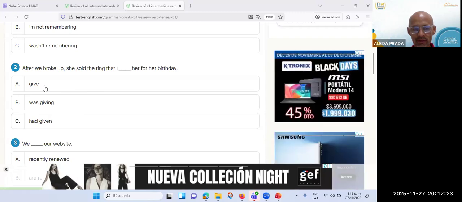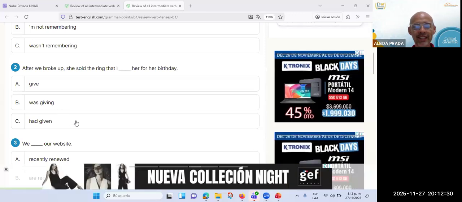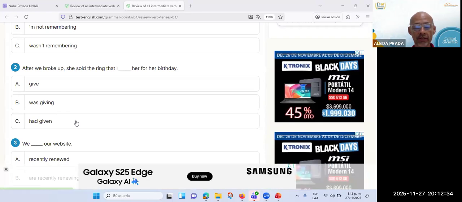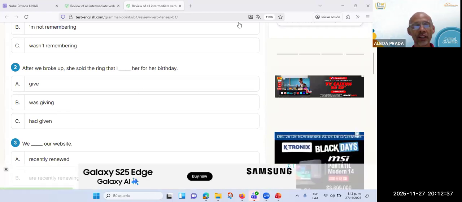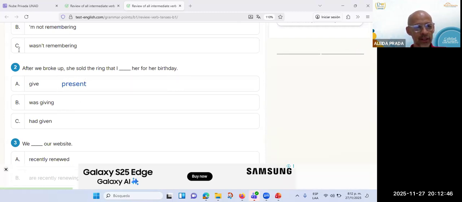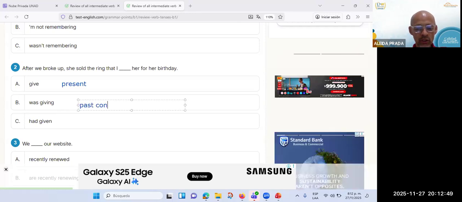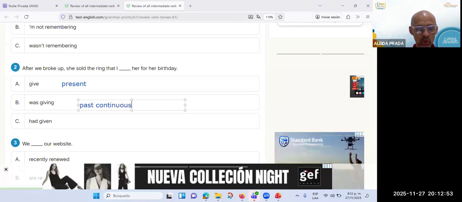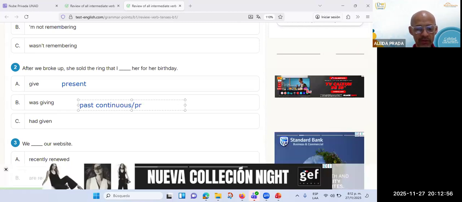This one is simple present. Option B is past progressive. And C, had given, is past perfect. Okay? Look at this. The verb in present. Here, past continuous, or past progressive.